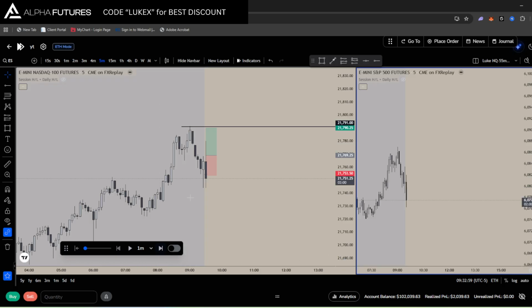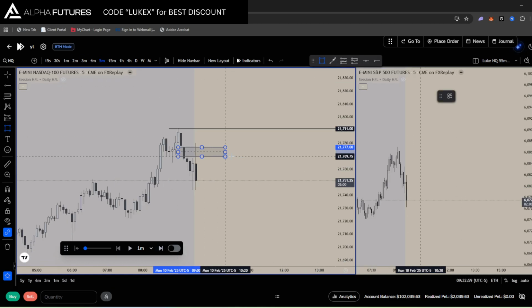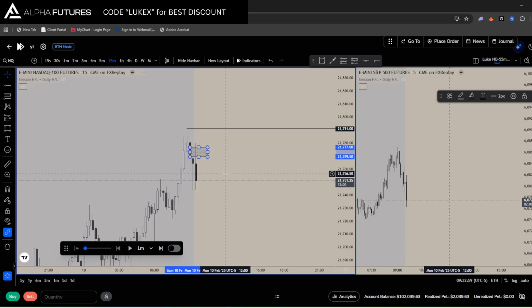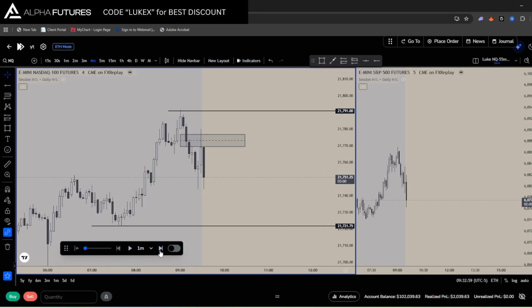I'm going to fade this. Yeah, I'm going to fade that. I didn't like how we were delivering off this gap right here. Maybe we want to continue lower down to this draw. So let's see what we can get here.